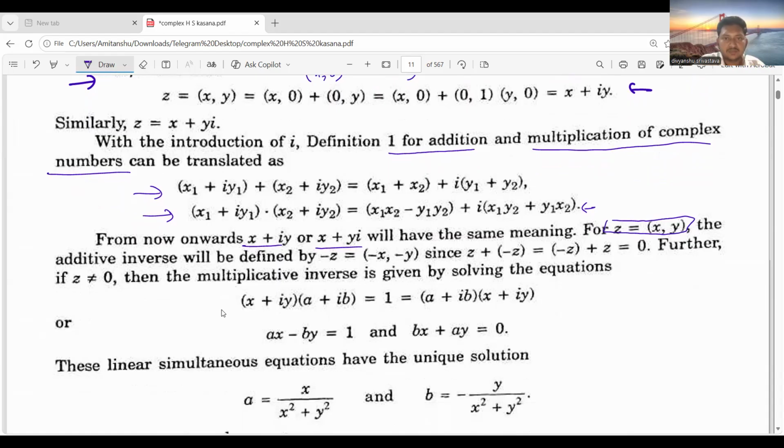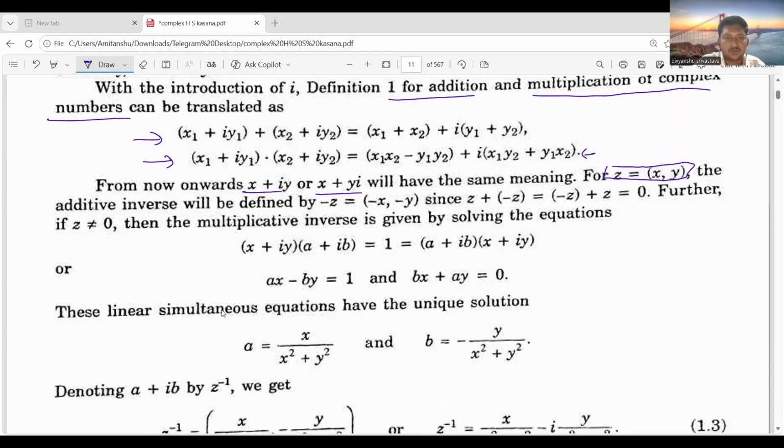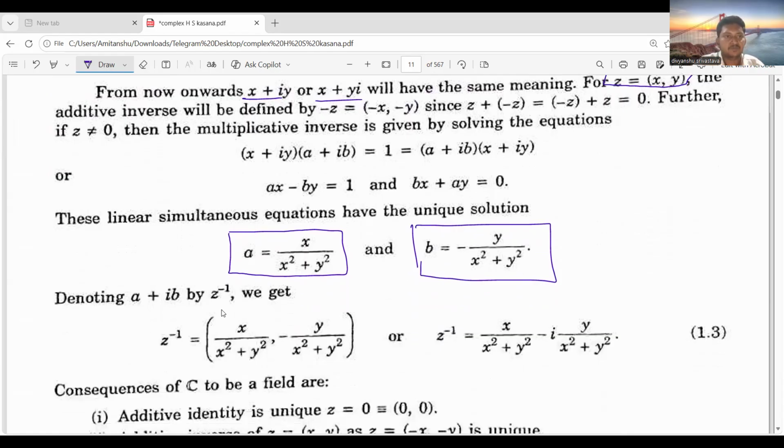Now, when you go for the definition, the linear simultaneous equations have a unique solution, that is a is equal to x upon x square plus y square, and b is minus y upon x square plus y square. So z inverse is x upon x square plus y square minus iota y upon x square plus y square.